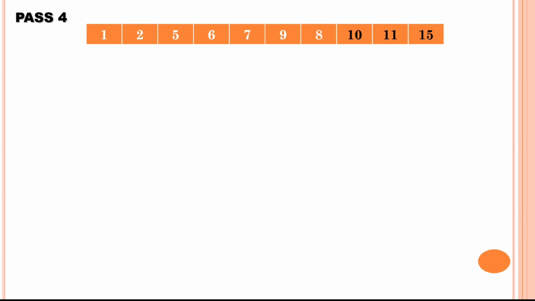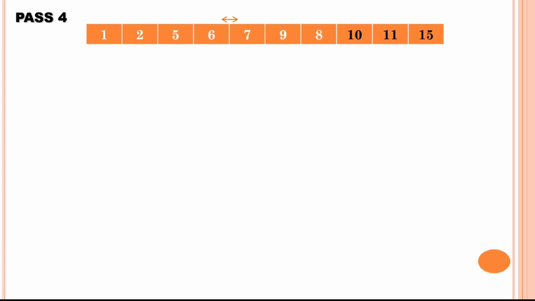Here comes the fourth pass, where we will consider only the first 7 elements. The first pair here is 1 and 2, where 1 is less than 2, so no swapping. Next 2 and 5. Again 2 is less than 5, so no swapping is needed. Next pair is 5 and 6. Same thing, no swapping needed here also.